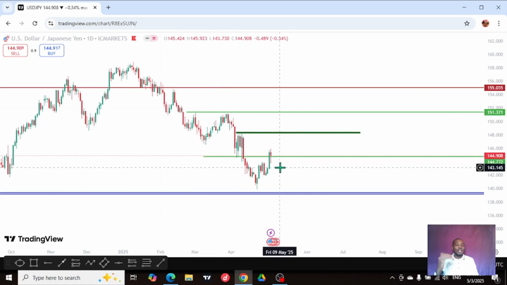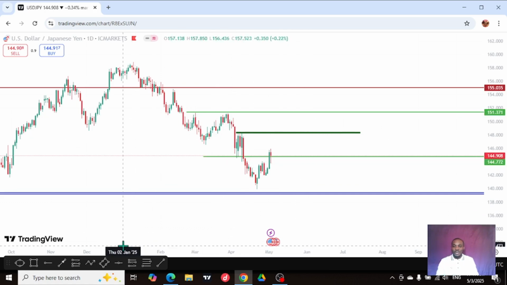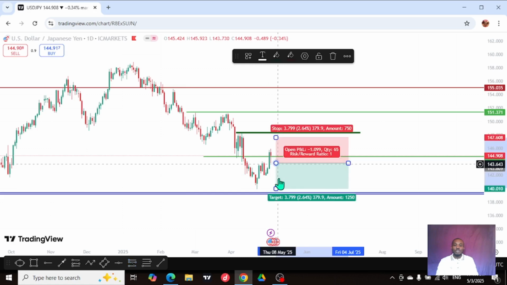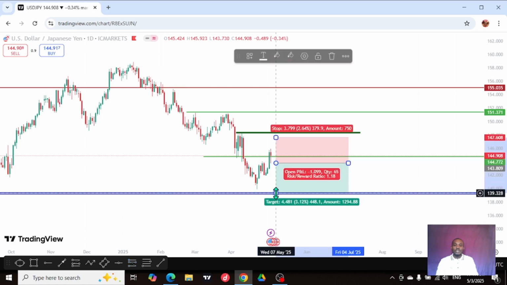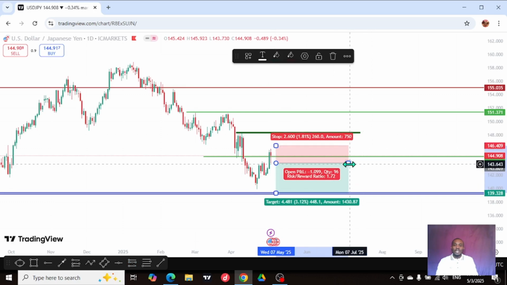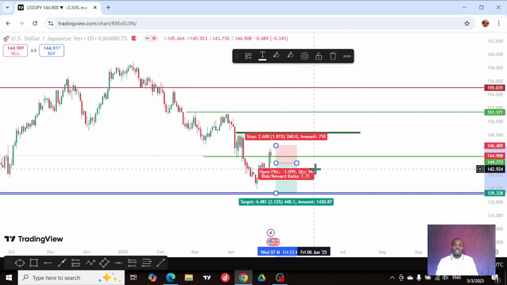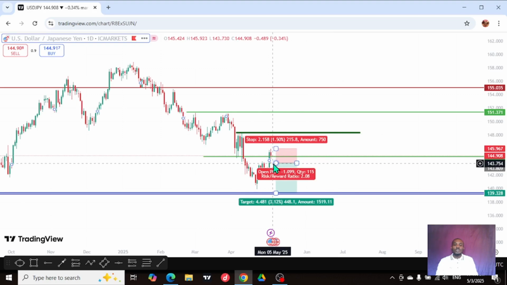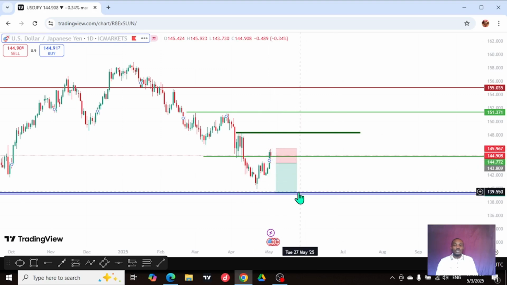However, I still have a double bias on this. The first entry requirement will be this. I want to start shorting once I see a 4-hour candle close below here, to this support. My stop loss is very much here, and now this is the daily time frame. So I want to enter from here. I want to see a 4-hour candle close here. This is 2.08 RRR to this point.